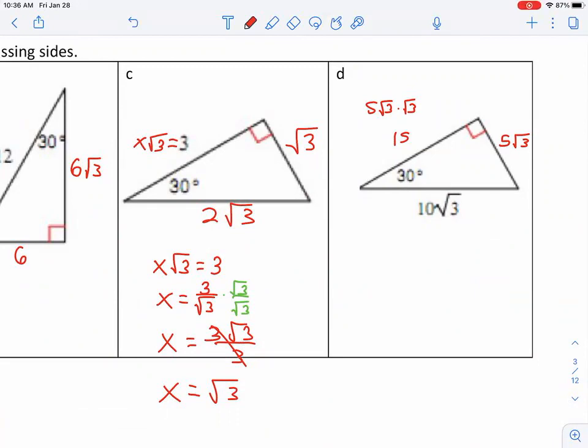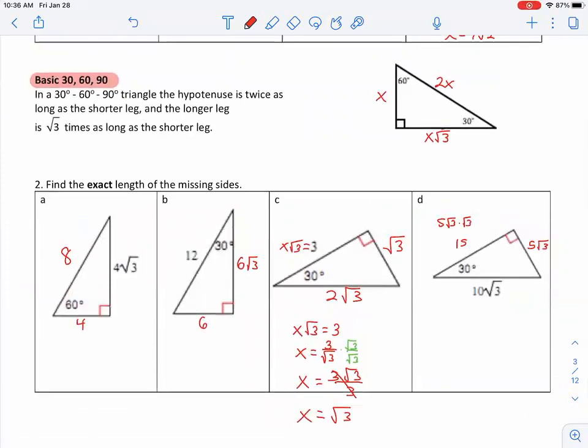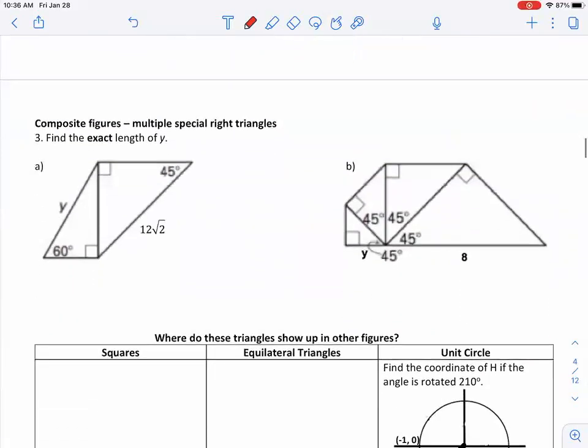And those are the two special right triangles that we're going to focus on, the 45, 45, 90 and the 30, 60, 90. Are there any questions? I got more for you guys. Okay. So let's apply them to a couple of problems here, okay?